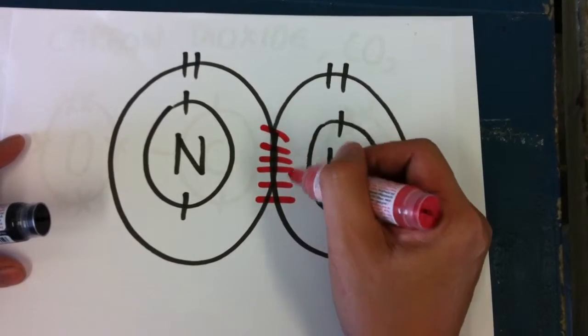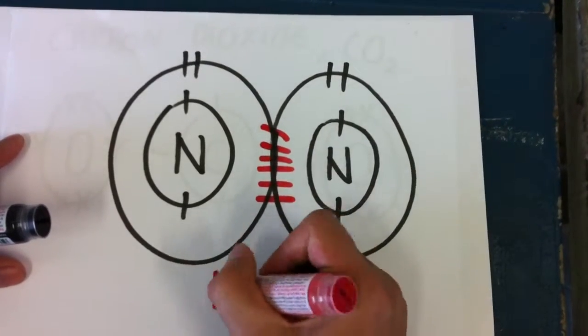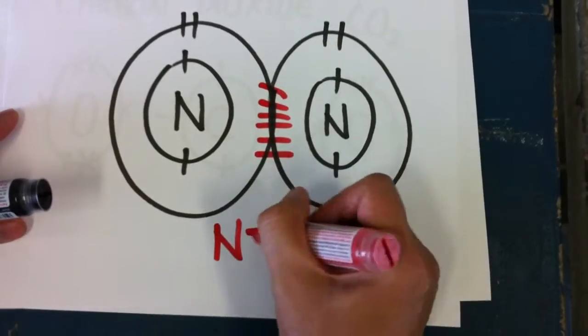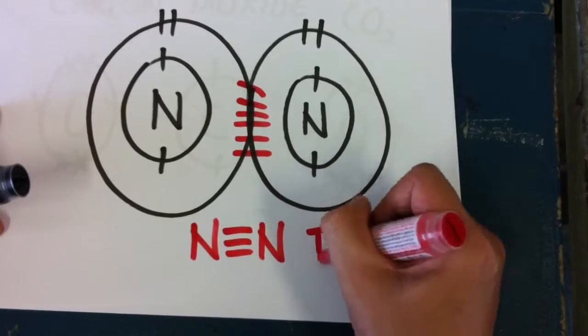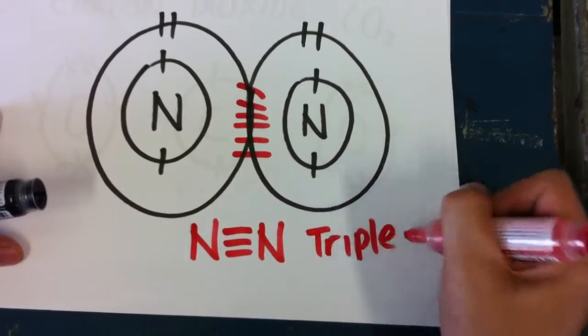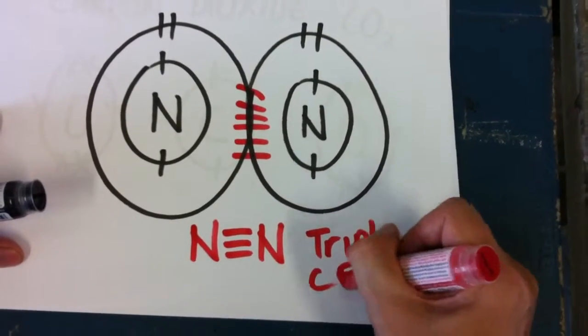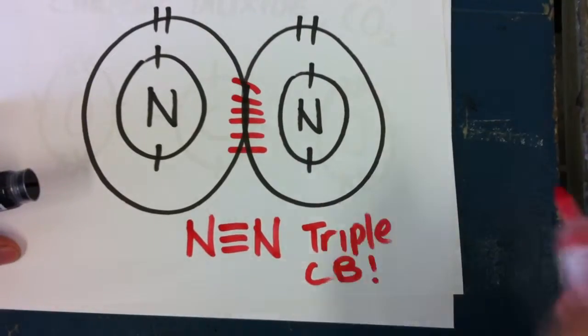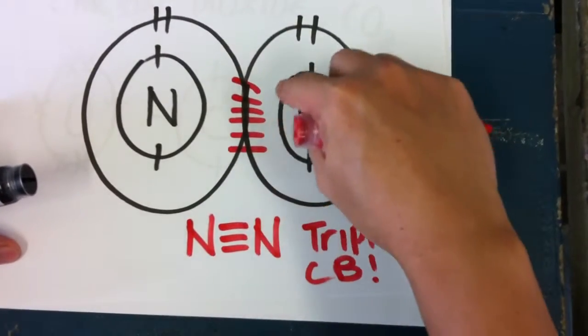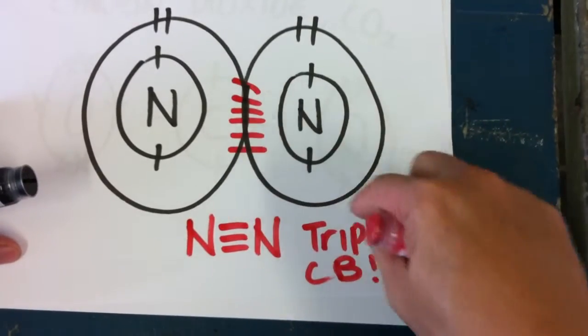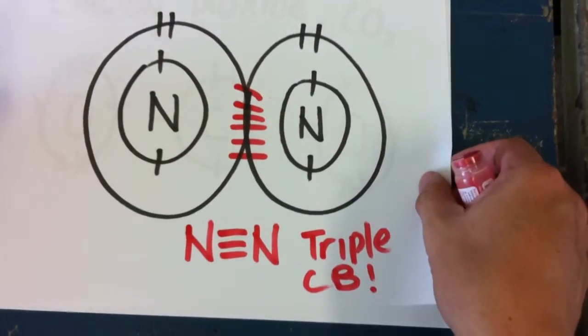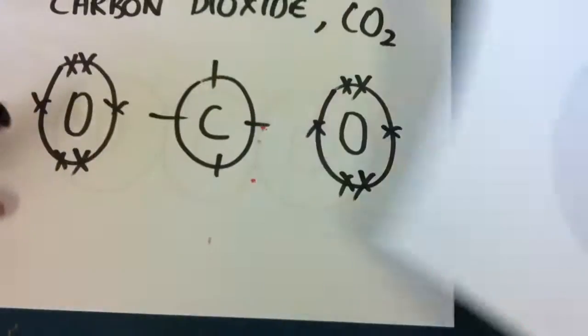Now, one pair of electrons is considered a single bond. So now you have 3 pairs of electrons, and nitrogen therefore has 3 pairs. This is a triple covalent bond, because you have 6 electrons. 2 electrons make up one bonding. 6 electrons therefore make up a triple bond. Okay, let's look at the next one.